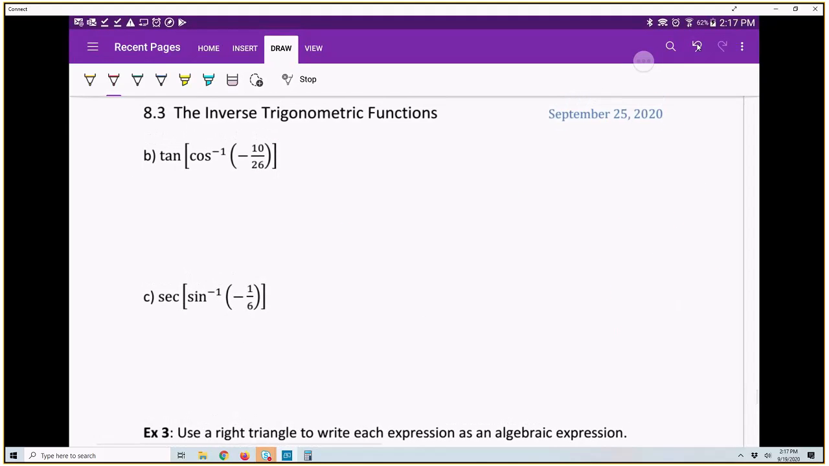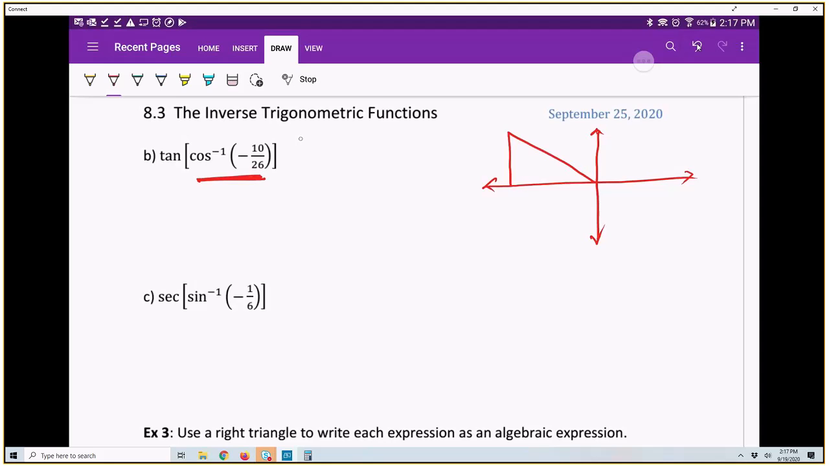Now I do tangent of cosine inverse of negative 10 over 26. Now cosine is negative. So because the range of cosine inverse is 0 to pi, the angle must be in the second quadrant. Positive means first, negative means second. So that should be my triangle.